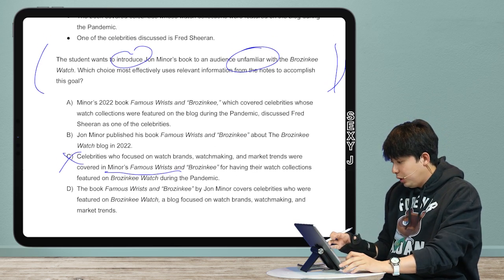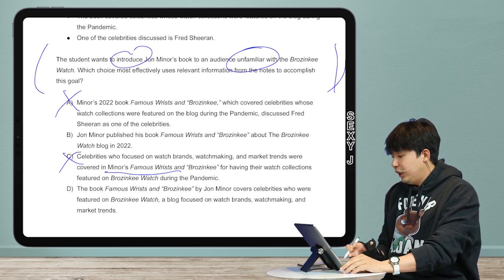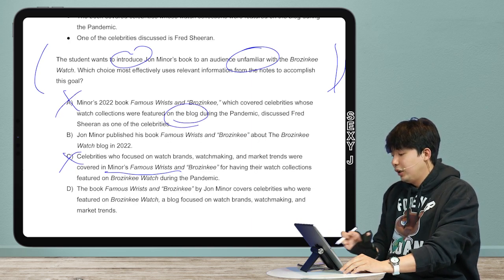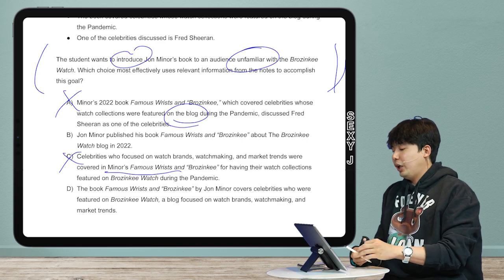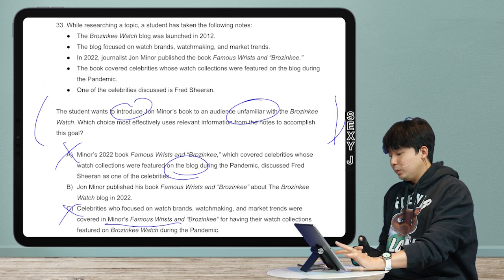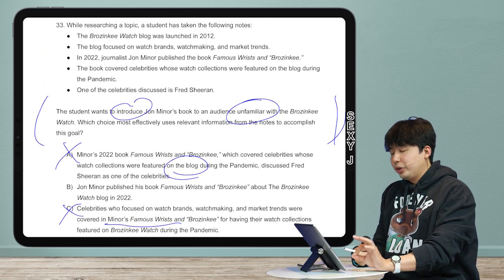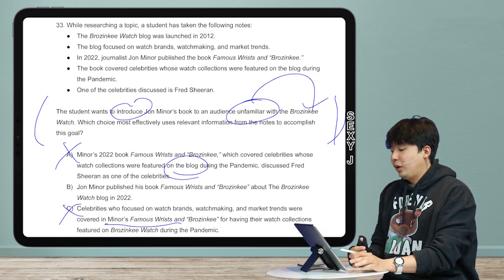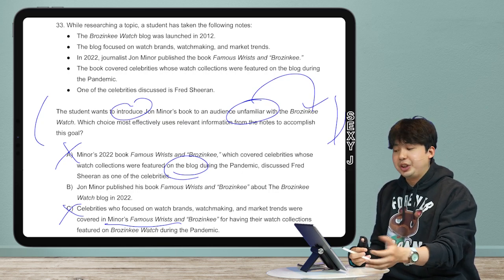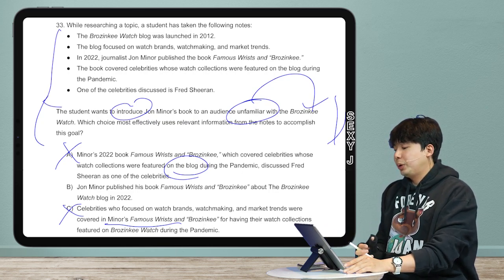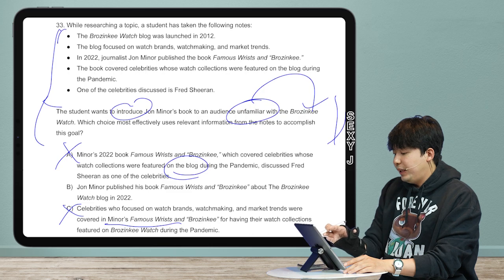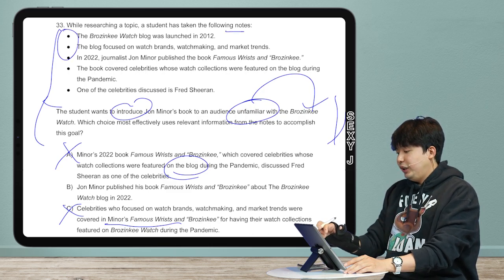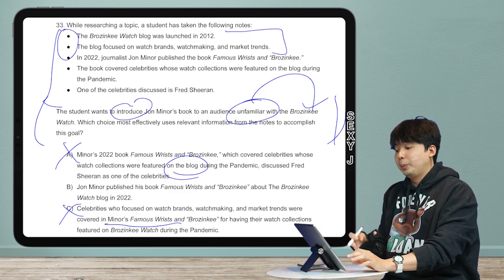So look at answer choice A. It just says the blog. If it says the blog, okay, what's on the blog? So for this unfamiliar one, this actually takes a little bit more strategy. If I'm unfamiliar with the Brzezinski watch, what do I need to do? Find out about Brzezinski watch. Which one of these bullet points talks about Brzezinski watch? These two, okay? So it needs to have something of those two bullet points.